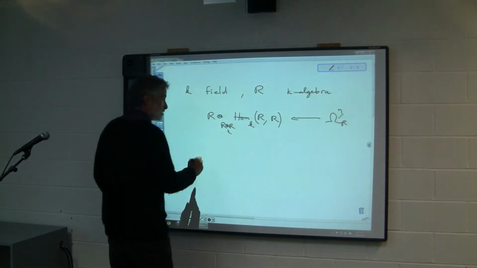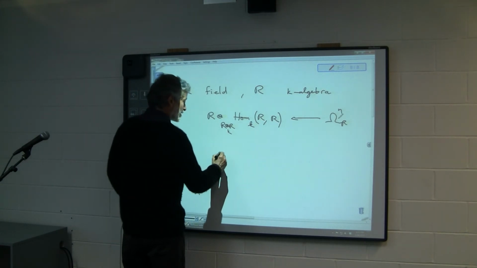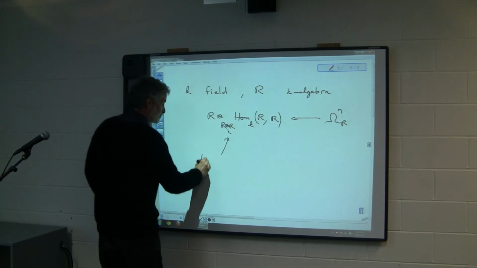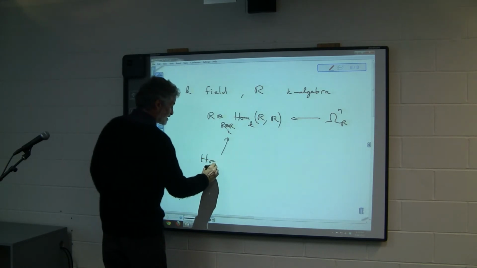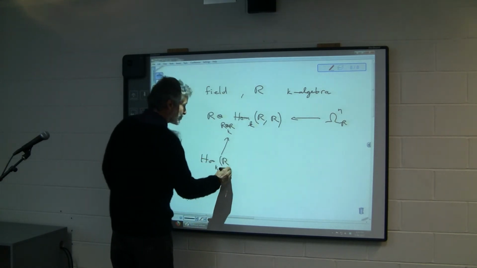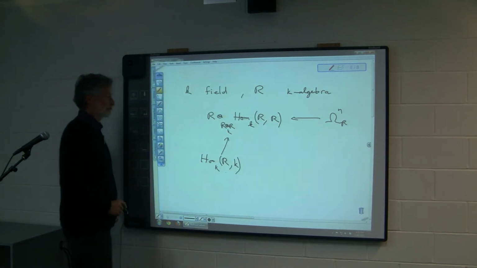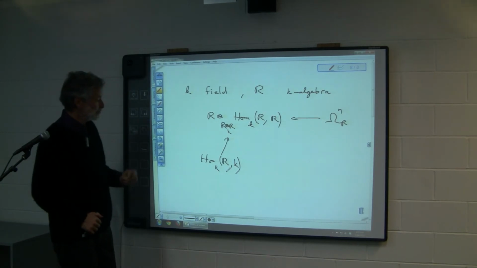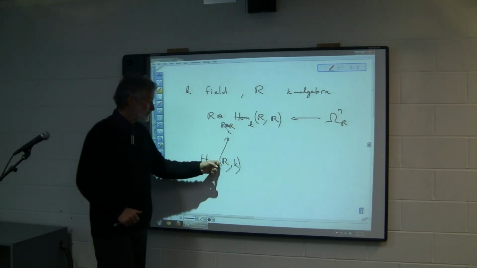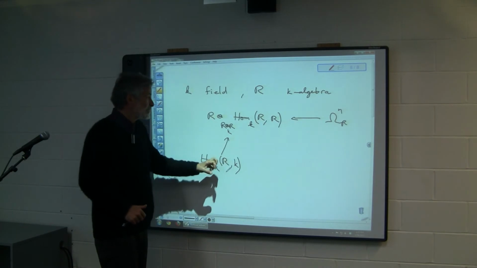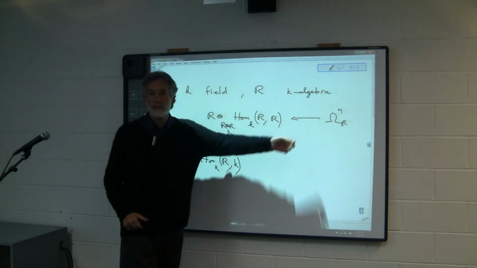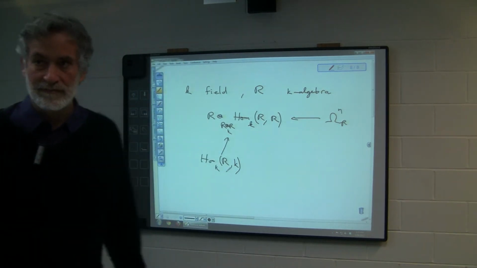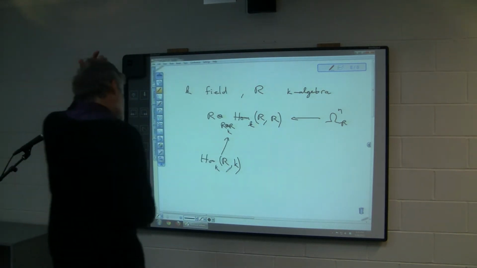There is a map from Hom_K of R into K into this. So that map is simple. If I give you a homomorphism from R into K, you can certainly view it as a homomorphism from R into R just by embedding K into R. Okay?